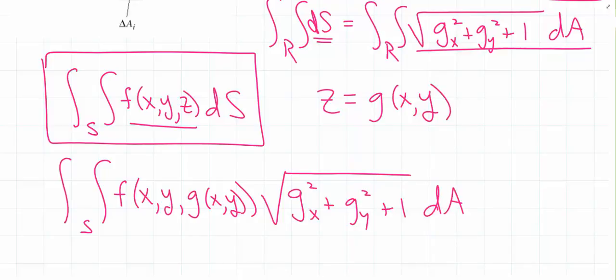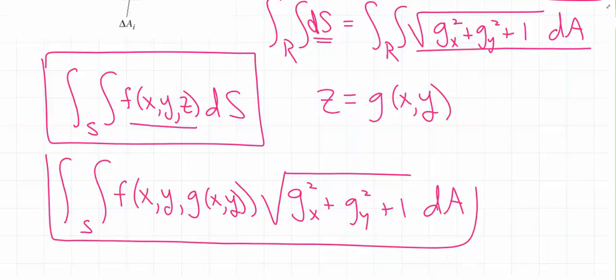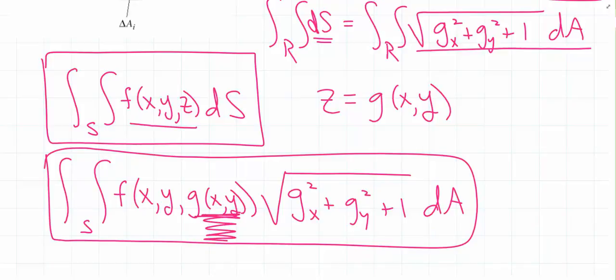And dA is going to be something like dx dy, or dy dx, or we could be in polar form. But this is how we're going to evaluate a line integral. So I've got this function here. I'm on this surface, so I replace z with that formula for that surface. Okay, so let's look at an example.